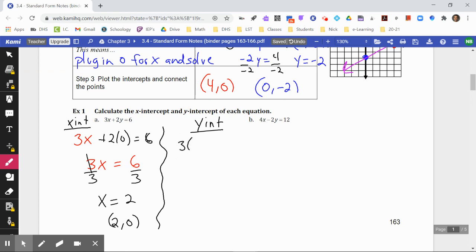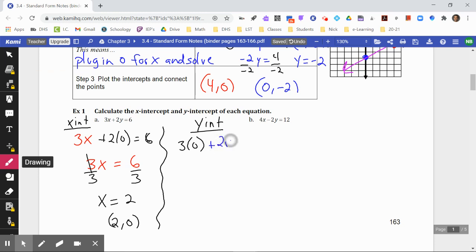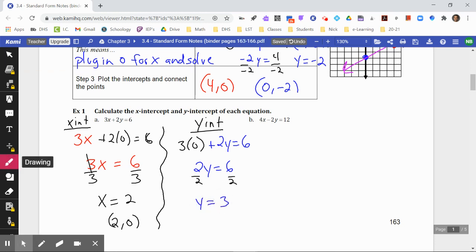So now I'm going to get 3 times 0 + 2y = 6. When I simplify this, I get 2y = 6. We know we have to divide both sides by 2, and we get y = 3. So that means my y-intercept is (0, 3). We solve for the x and we solve for the y. Every time, we're going to have to solve 2 different equations, one to find my x and one to find my y.